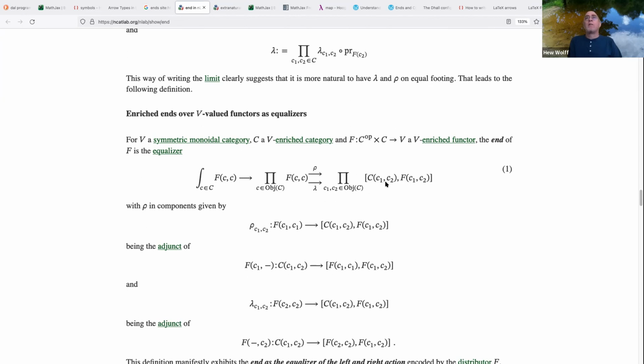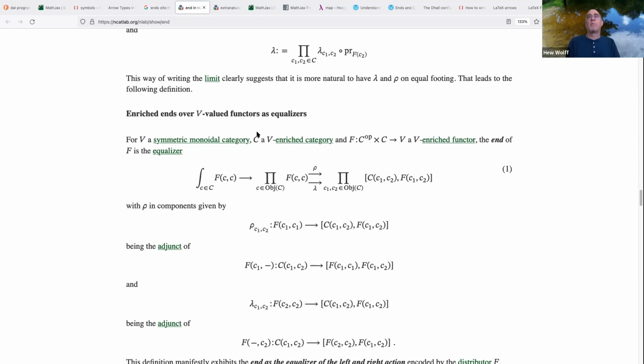Okay, C is just the Hom. But F is something else, right? F is a functor whose target is V, but C is a V enriched category, and therefore all the Hom sets are also in V. Right. Is that what it means?